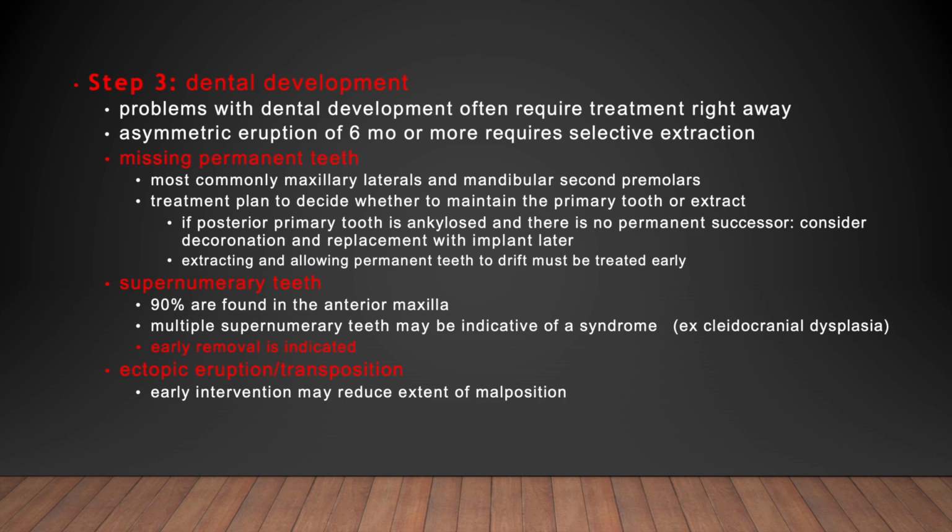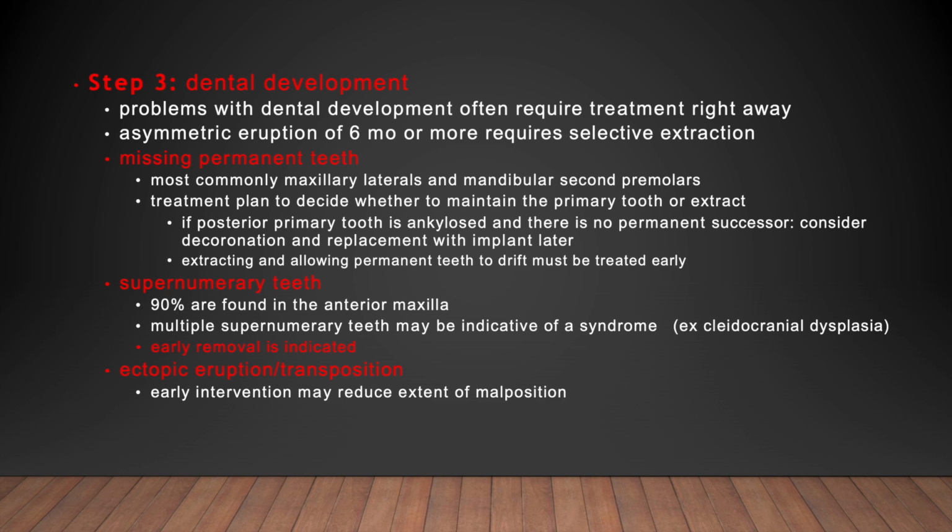Now, step number three is dental development. Problems with dental development often require treatment right away. These are when you have a missing permanent tooth, most commonly maxillary laterals or mandibular second premolars. We can treatment plan to decide whether to maintain or extract the primary tooth. If a posterior primary tooth is enclosed and there's no permanent successor, we can consider decoronation and replacement with an implant later on. Extracting these enclosed teeth allows permanent teeth to drift, which must be treated early.